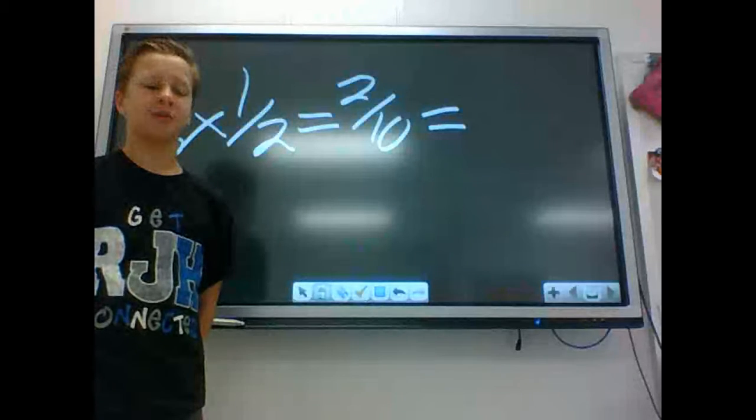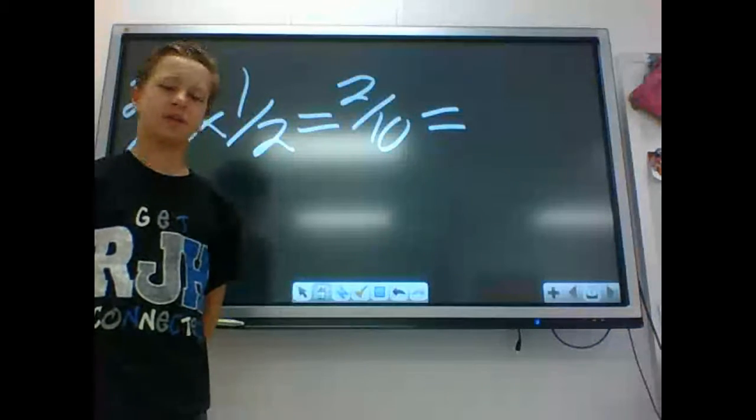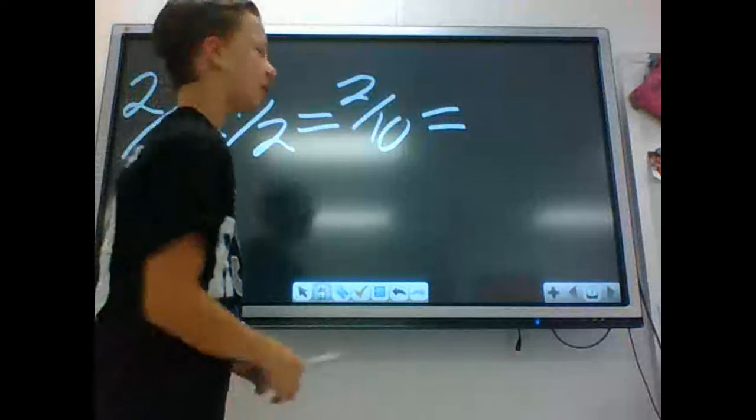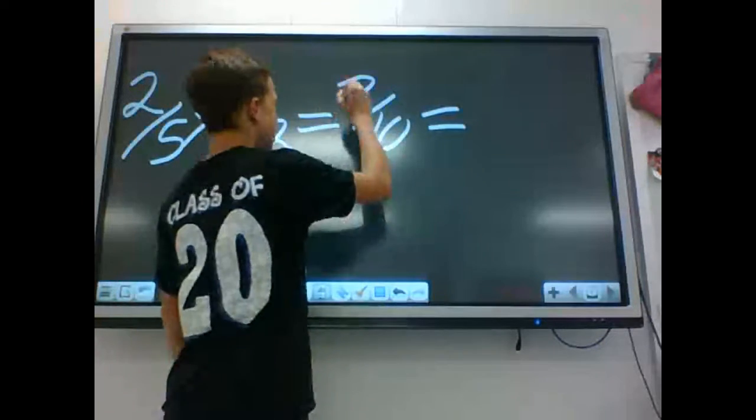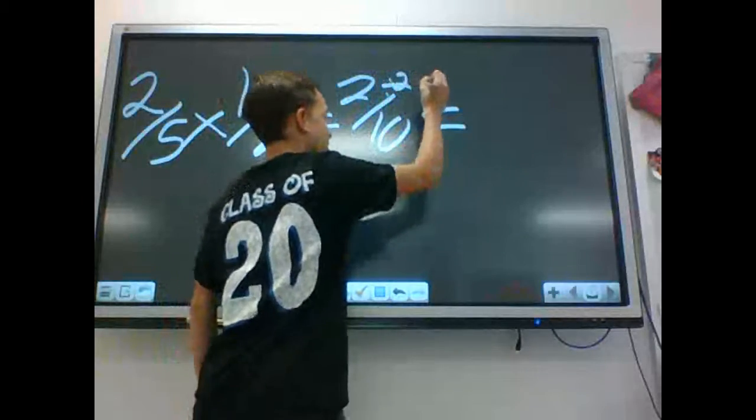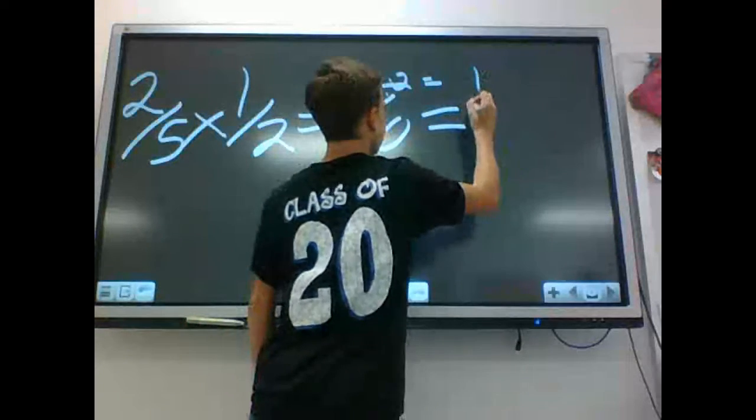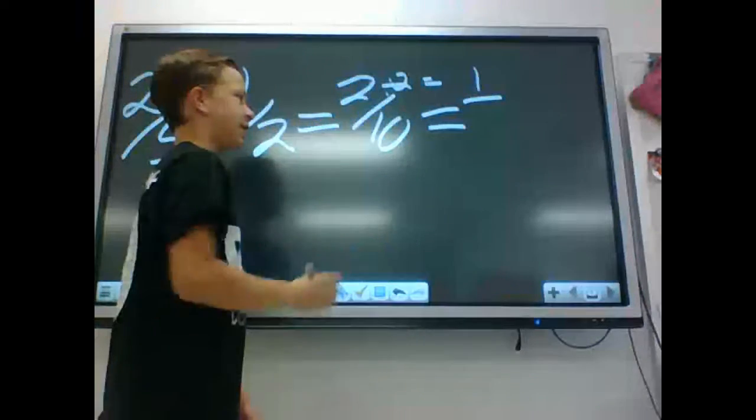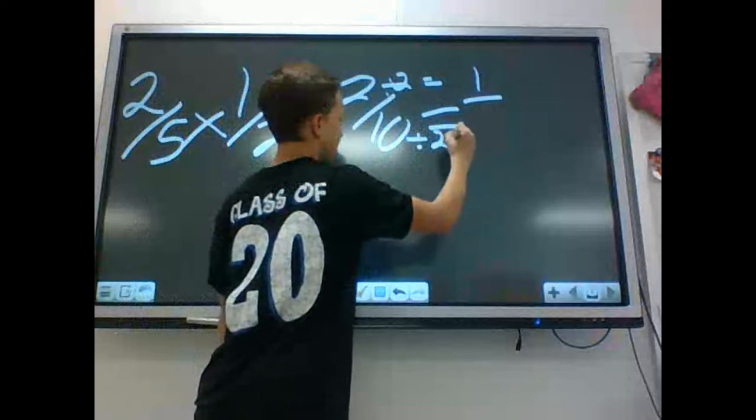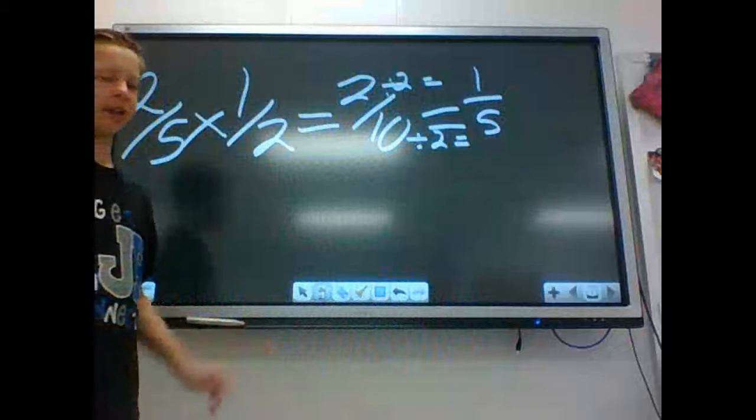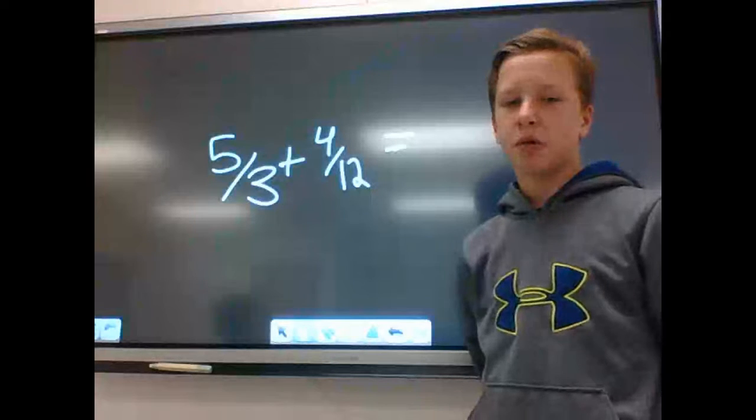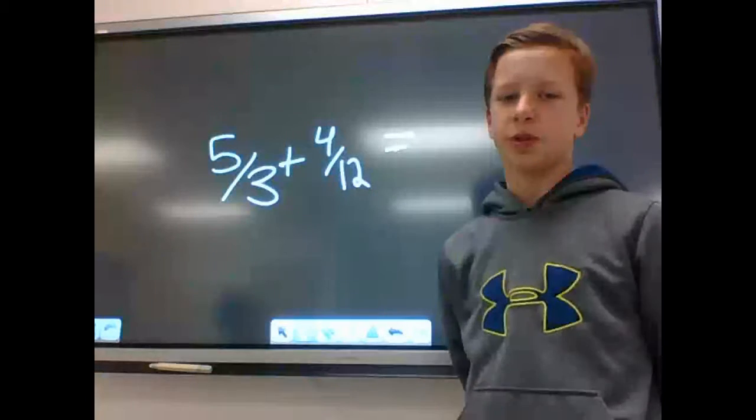Now we are going to simplify the product if it can be simplified. 2/10 can be simplified if you divide it by 2. So 2 divided by 2 equals 1. And then 10 divided by 2 equals 5. So it's 1/5. If you did not get what we said earlier, we'll do some examples for you.